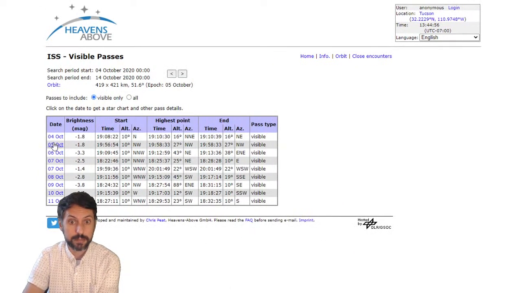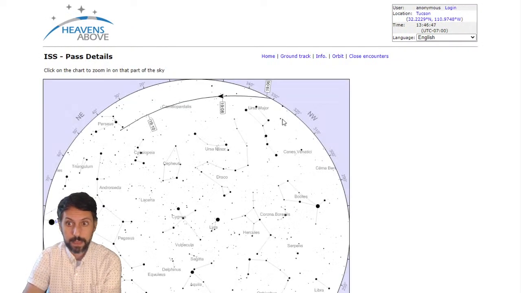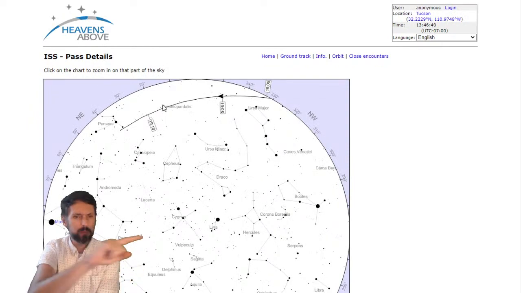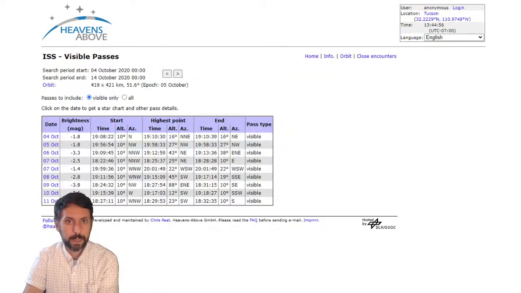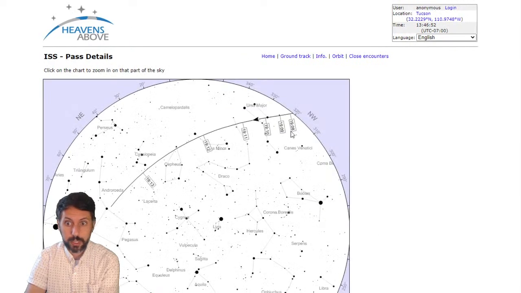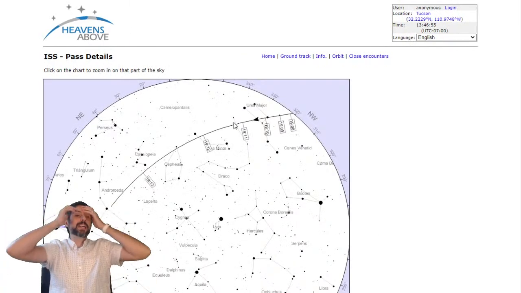Let's look at the one I can see tonight. Tonight, it's the 4th of October. This is at 7:08 p.m. Very similar, but pretty low on the horizon. It's pretty hard to see this. But eventually, it comes up pretty nice. And so this is my task for you.